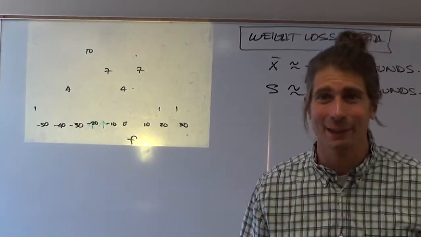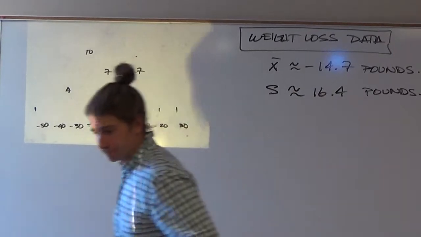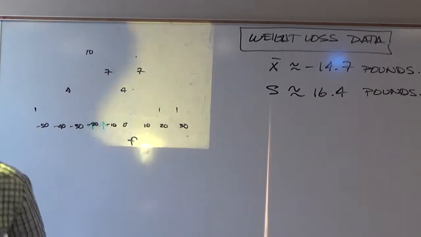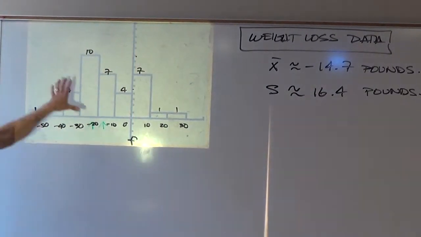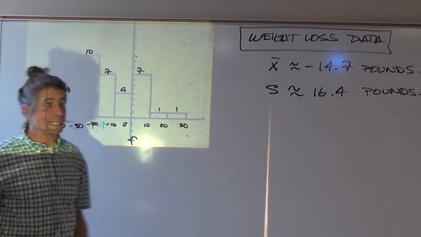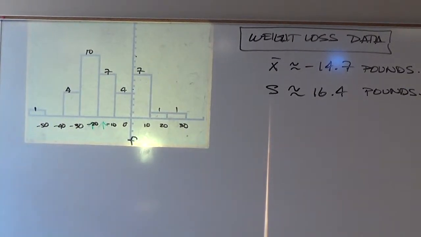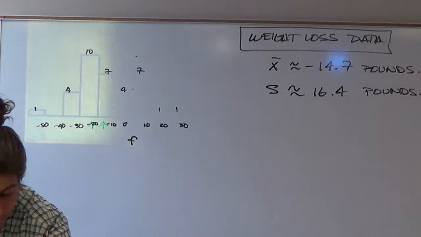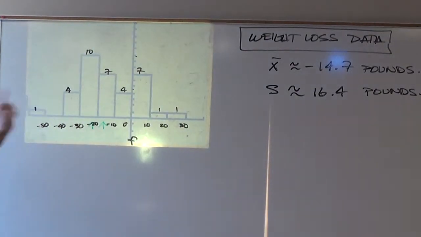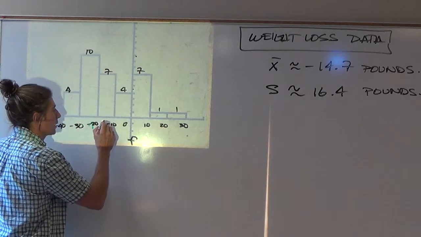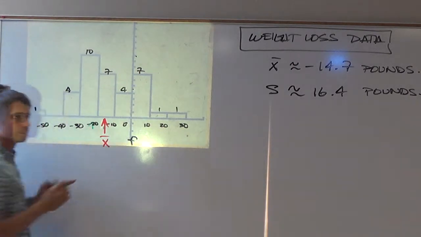Well, hi. So now, what I want to talk about is how to connect this graph to those statistics. That's what I want to talk about, because that really is the big picture. How do these numbers attach to that graph right there? Now, you guys have already done a wonderful job of identifying where the center is, or where the balance point is. 14.7, negative 14.7 is just about negative 15. So here is x bar.